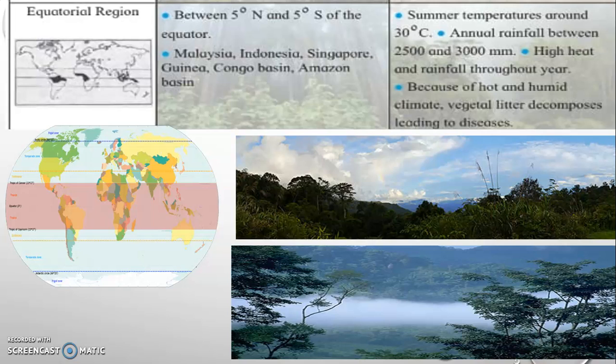Okay, the climatic conditions of this region: summer temperatures are around 30 degrees, very hot, because direct sun rays from the equator are received on this region. So it is very hot. Annual rainfall is between 2,500 to 3,000 millimeters, very high. A high amount of rainfall is there. High heat and rainfall are there throughout the year.